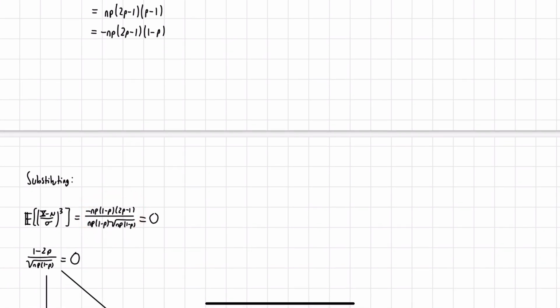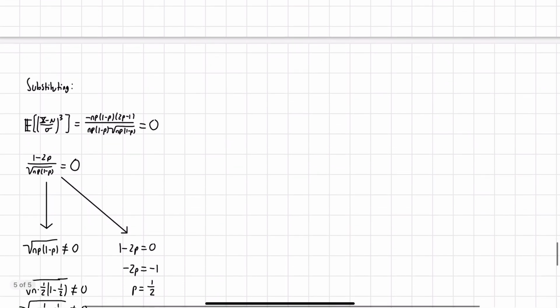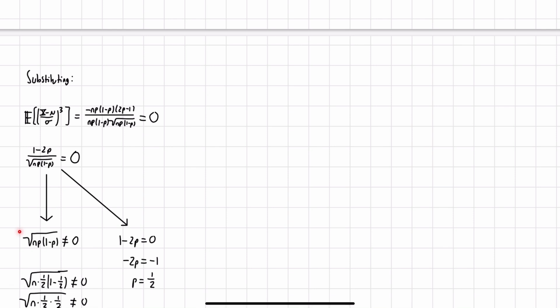And we can cancel out the np's and the 1 minus p's to get 1 minus 2p over the square root of np times 1 minus p is equal to 0. And at this point, two conditions must hold true. One, that the denominator must not equal 0, and the other is that the numerator must equal 0 for this to hold true.